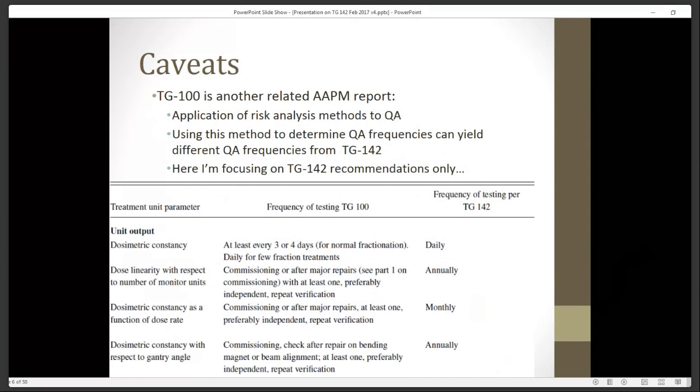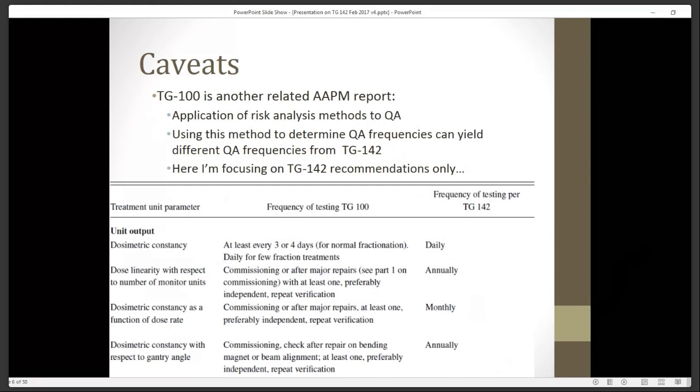So I also wanted to mention another report that's recently come out. This is the Task Group 100 report. And this is somewhat related because they also go over QA and methods of developing QA and risks and tests and tolerances. So TG100 is really an application of risk analysis methods to QA.